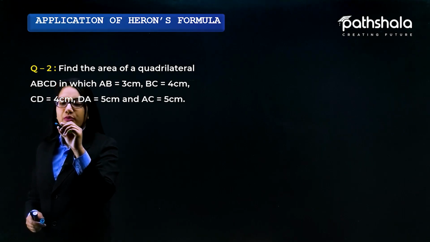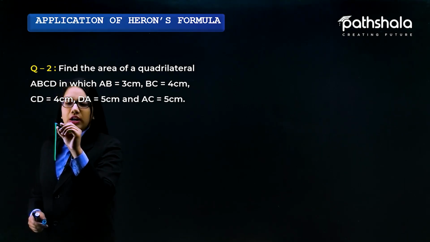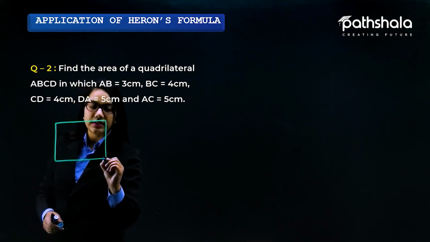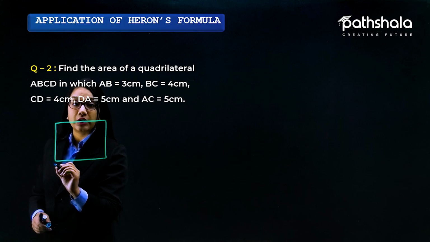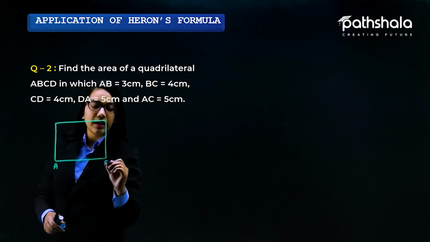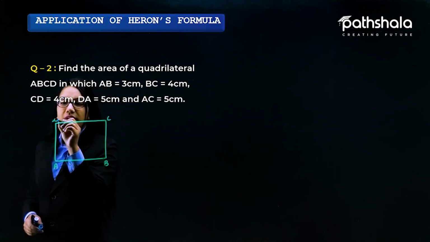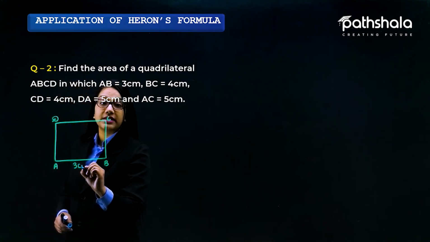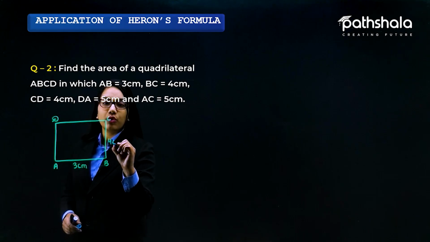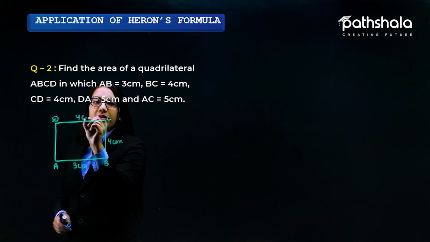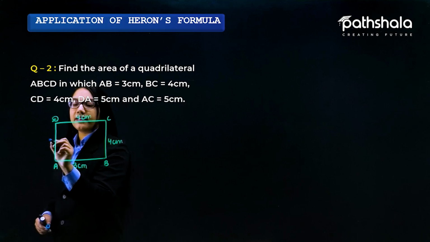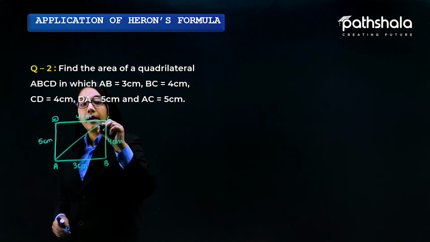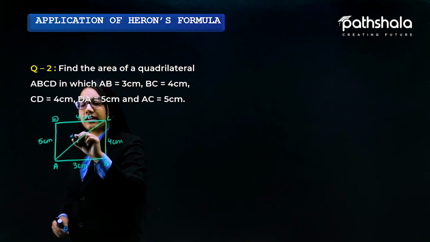So let us suppose I'm drawing a quadrilateral over here, and the vertices are A, B, C and D. It says that AB is 3 cm, BC is 4 cm, CD is 4 cm, further DA is 5 cm, and there is a diagonal AC given to us which is of 5 cm measurement.